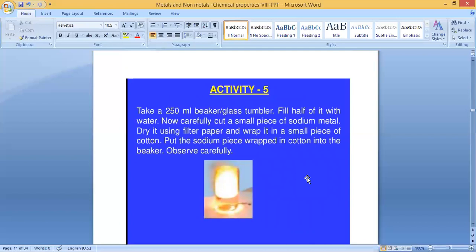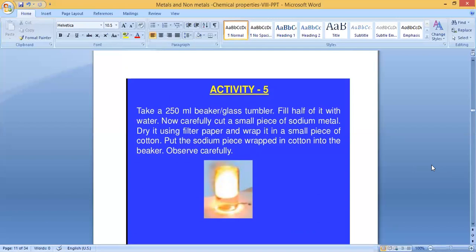Now carefully cut a small piece of sodium metal. Dry it using filter paper and wrap it in a small piece of cotton. Put the sodium piece wrapped in cotton into the beaker, inside this water. Because it's half filled with water, take the sodium and put it inside this water.